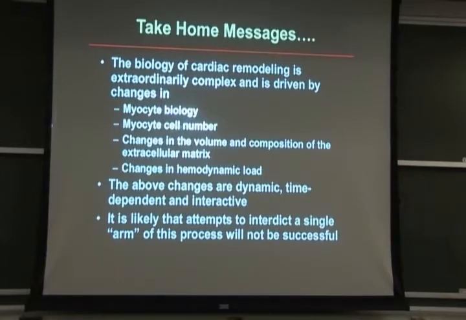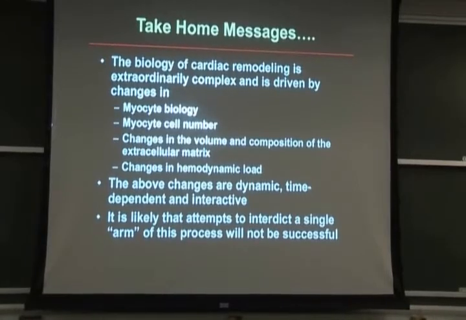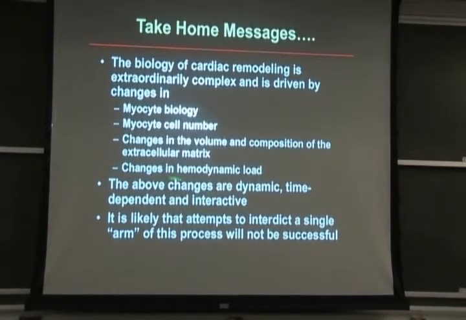There are changes in the myocyte biology. They don't contract well. There are changes in myocyte cell number. They decrease. There are changes in the volume of the complex of the extracellular matrix. You can't develop a matrix metalloproteinase inhibitor because if you do that early, that's good, but if you do it late, you get more fibrosis. And all the changes are dynamic, time-dependent, and interactive.